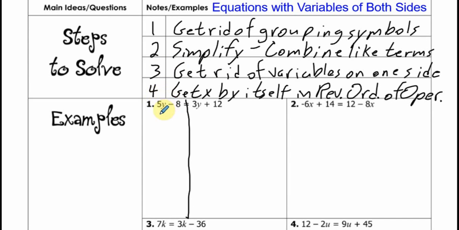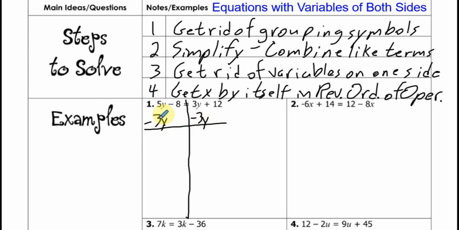So on the left side is 5y, on the right side is 3y. Got to get rid of one of them. I'm not going to count it against you if you get rid of the larger one, but I'm always going to get rid of the smaller one. So if I have 3 y's and I don't want them there, I have to take away 3 y's. I need to zero that out. I need it to become nothing. So 3y minus 3y is nothing. I just got rid of it. But remember, whatever you do to one side of the equation, you have to do to the other.